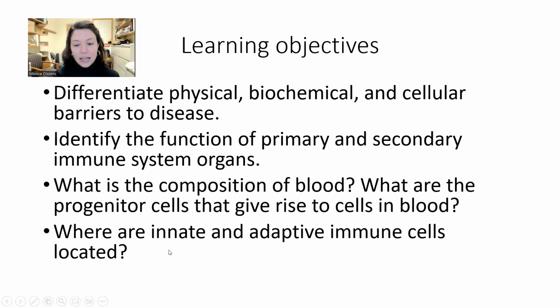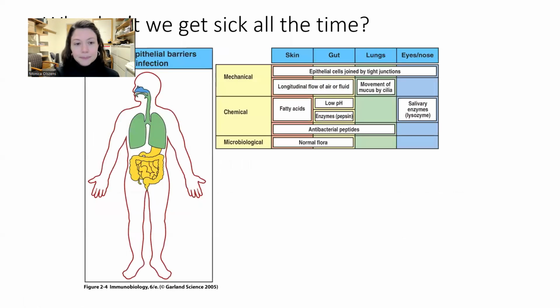And then where are innate and adaptive immune cells located? I briefly talked about adaptive immune cells in the first lecture, meaning B and T cells. And I'll talk a little bit more about them today.